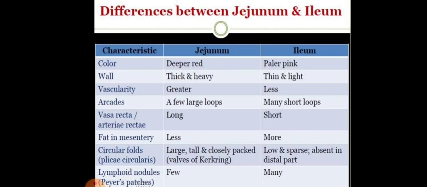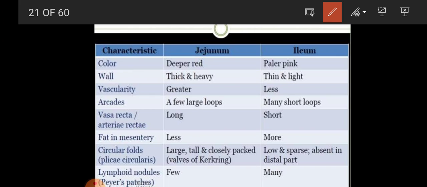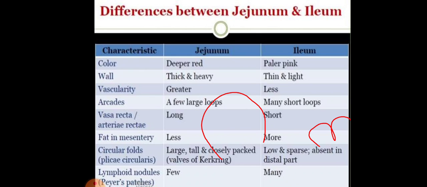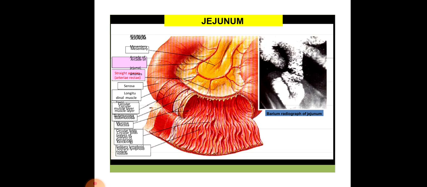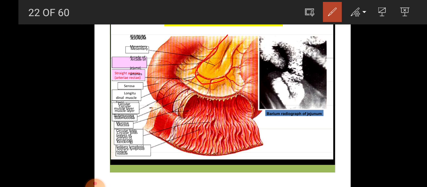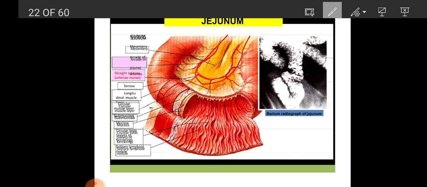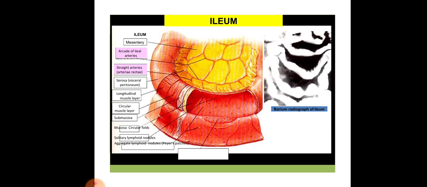Now the arcades. Arcades have few and large loops. Arcades are made up of the arteries. So arcades are these circular loops. These loops are few and large in case of jejunum and many and small in case of ileum. So here we can see the arcades in case of jejunum. The arterial arcade is this one. It is large, and in case of ileum it is small.